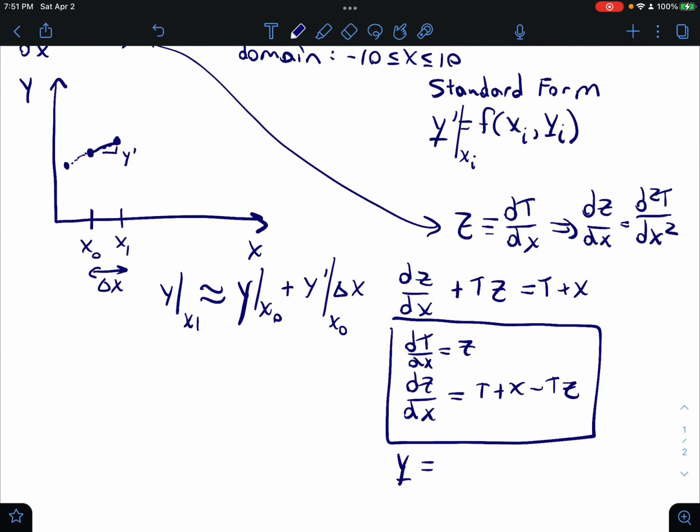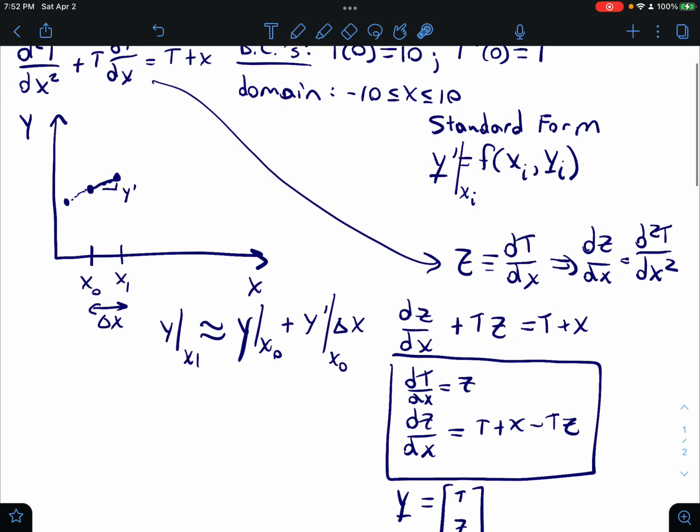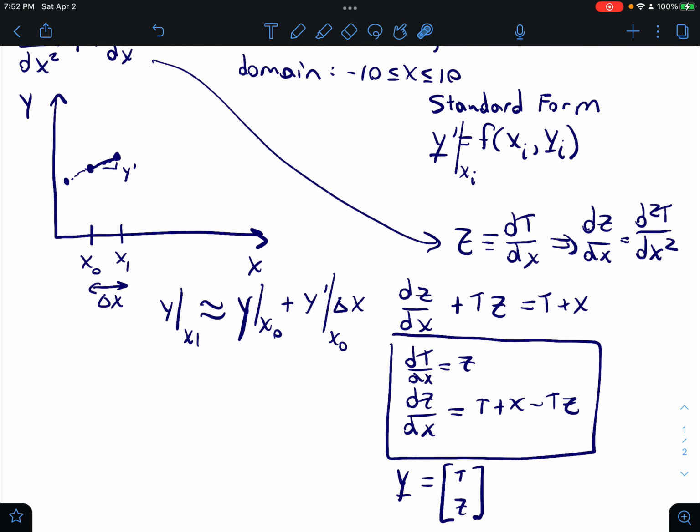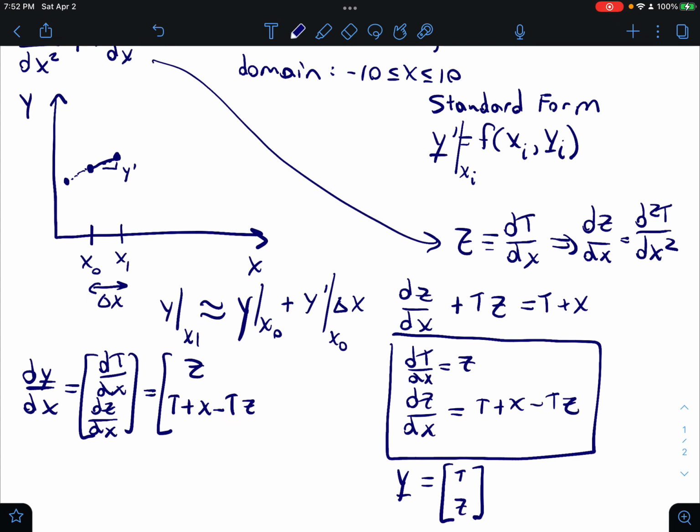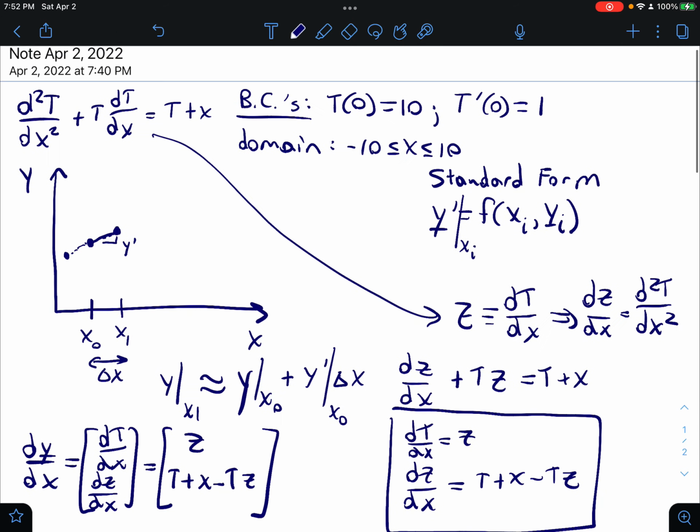Now I can define y as being t, z. So y is now a vector of dependent variables. They both depend on x, and I think you can agree that this is standard form. Let me write it in vector form. So dy dx vector is going to be dt dx, dz dx, and that's going to equal z, t plus x minus tz.